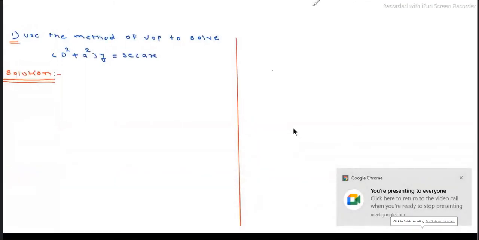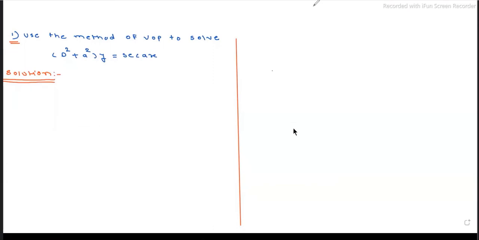Solve this problem, tell me which shortcut method is applicable here. Right hand side is sec ax. Which shortcut method is applicable? Yes. Can you use any shortcut method here for evaluation of PI? No, ma'am. That's why it is mentioned in the problem: use the method of variation of parameter to solve the equation.